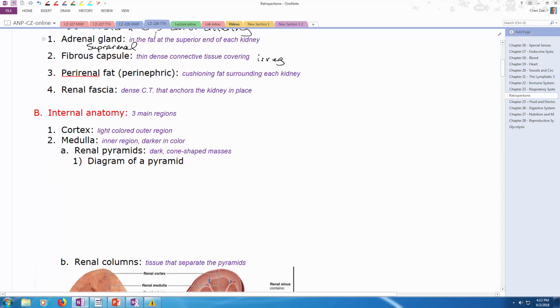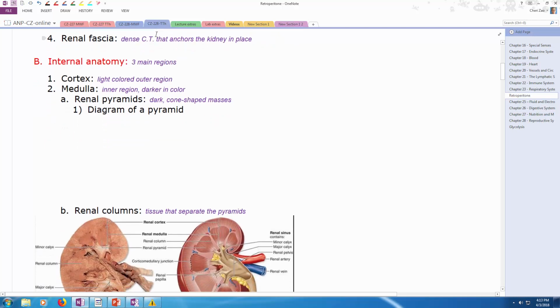Then as you open up the kidney, you bisect the kidney and splay it open. There's a definite internal structure that you'll be able to identify. And three main regions are actually in this area that is easy to pick out. The cortex, the light-colored outer region, and it's light when you compare it to the medulla or medullary area. Inner region darker in color, and the medulla will have renal pyramids as well as renal columns. Those are both making up the medulla or the medullary area of the kidney.